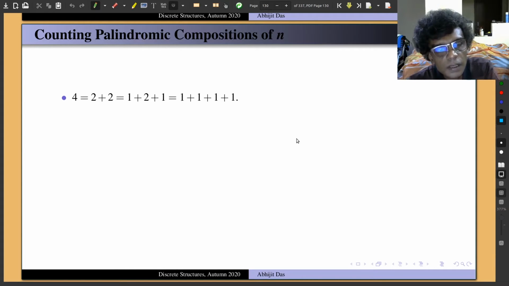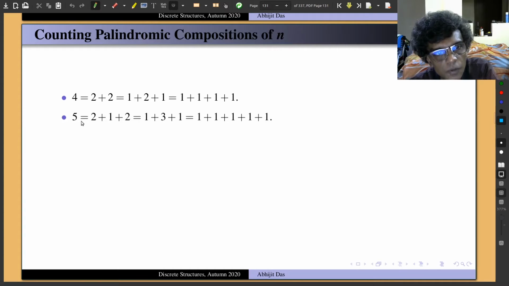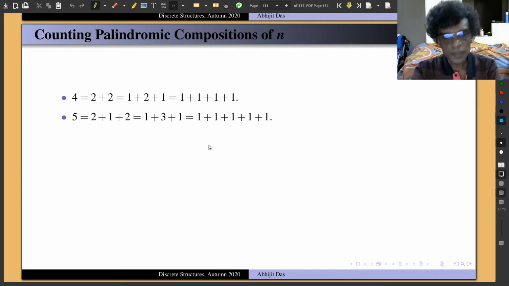Also let us take a look at palindromic compositions of 5. You see, these are all possibilities. 2 plus 1 plus 2, 1 plus 3 plus 1 and 1 plus 1 plus 1 plus 1 plus 1. Also this 4, singleton 4 is also a palindromic composition, singleton 5 is also a palindromic composition. So how many are there? For 4, 1, 2, 3, 4. For 5 also we have 1, 2, 3, 4. I will now deduce a closed form formula for palindromic compositions of all n.